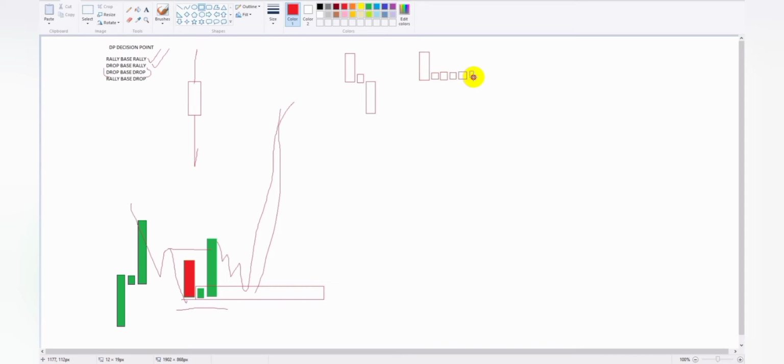Another example is drop, and then there is a base candle, another base candle, and another, up to 6 candles. Then your decision point will be good, maximum 6 candles. If there are more than 6 candles, then your market is ranging or it is liquidity, so we will not count it as a decision point. Now we will fill up their colors.